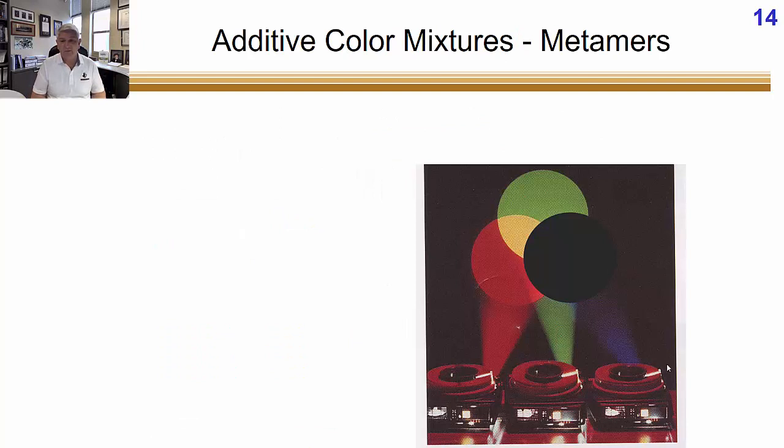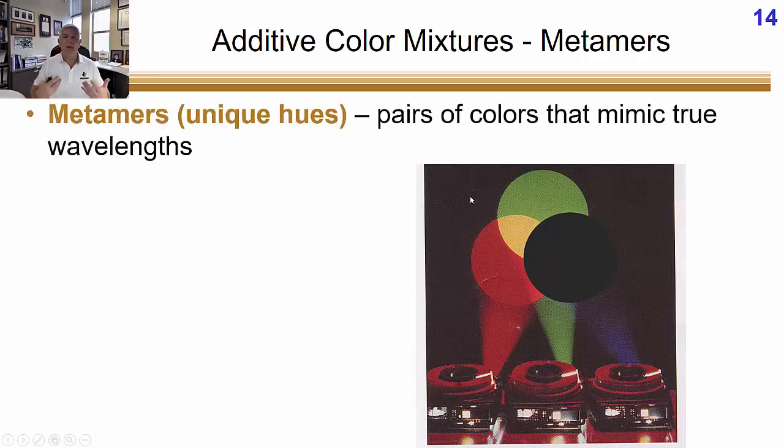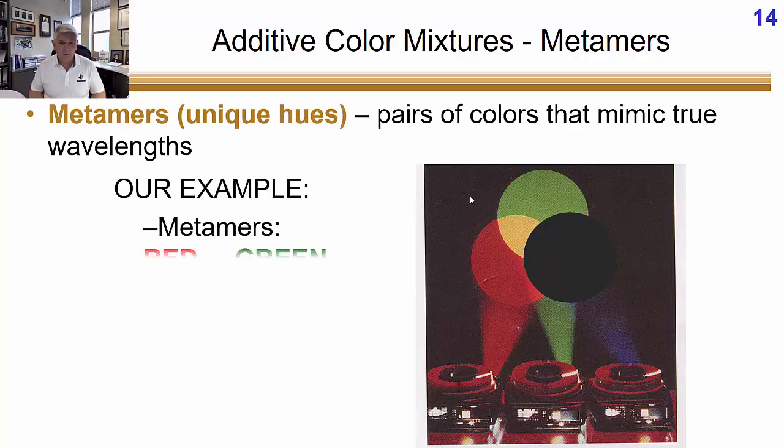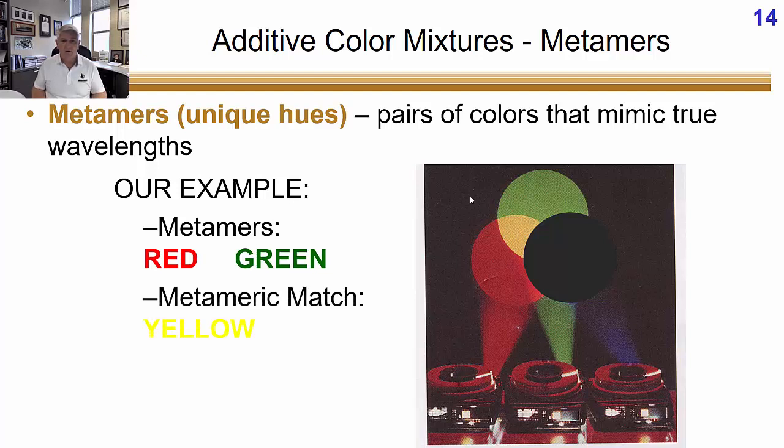Here we see that effect. We have a red projector and a green projector, and where the light from those projectors overlaps is yellow. And there is no source of yellow, just red, green, and blue right here, right? So that is called a metamer. It's when pairs of colors mimic true wavelengths or a single wavelength of light, okay? So the metamers are red and green, and the metameric match they create is yellow, right?